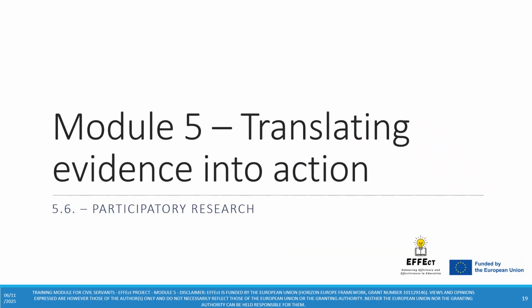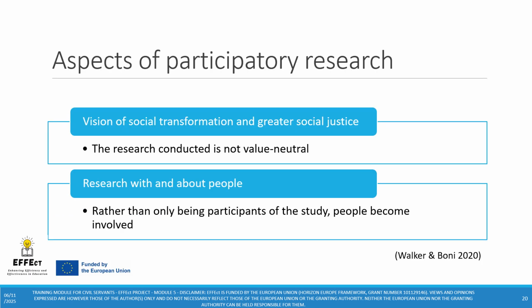Dear participants, welcome to submodule 5.6 on participatory research. Aspects of participatory research include a vision of social transformation and greater social justice, which means that the research conducted is not value neutral, and a research with and about people, which means that rather than only being participants of the study, people actually become involved, as we will see in the following example.